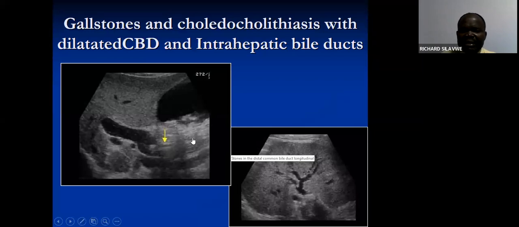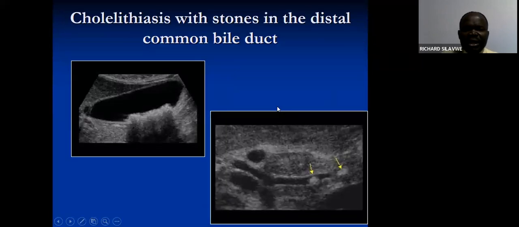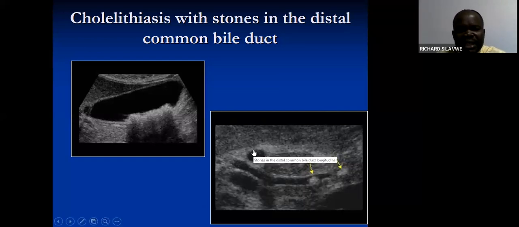The ducts are dilated. Most of the time, when you want to differentiate whether what you are seeing are stones, meaning duct, or maybe they are just other vessels, you just put color there. If you are talking about intrahepatic duct dilatation, you will not be able to see color flow there on the dilated duct. You just see anechoic tubular lines there. So these are just some of the images.